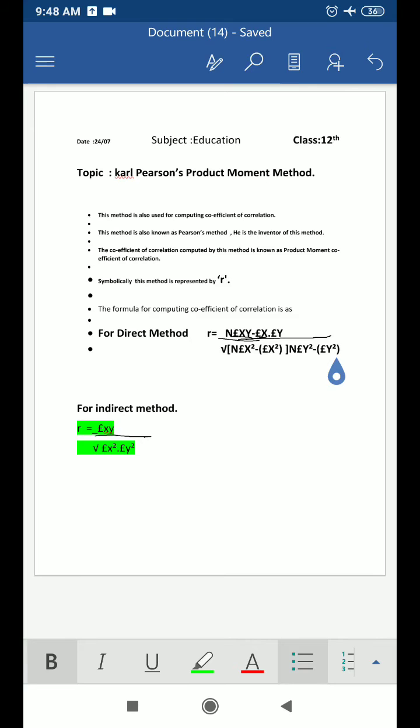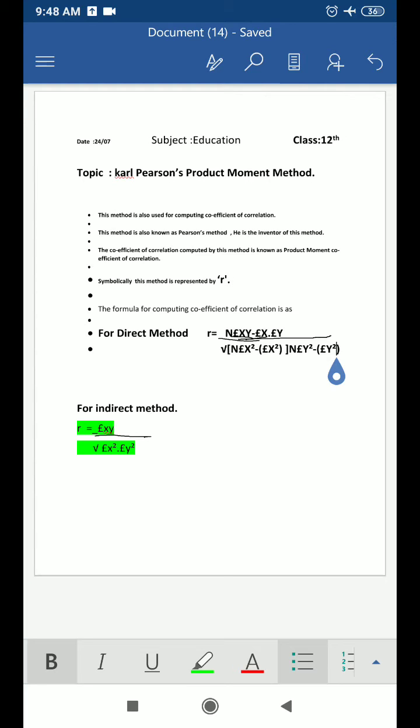Dear students of class 12th, we are discussing the coefficient of correlation. In previous lectures, we have discussed the coefficient of correlation by Spearman's rank difference method. In this lecture, we shall learn about Karl Pearson's product moment method. This method is also used for computing the coefficient of correlation.